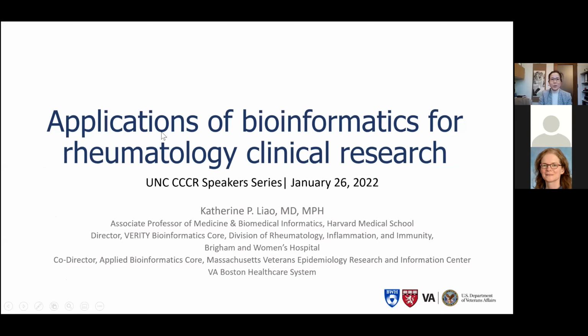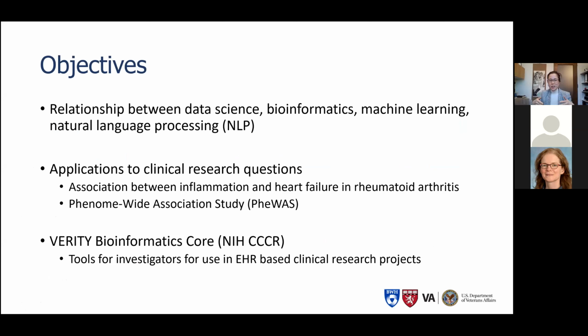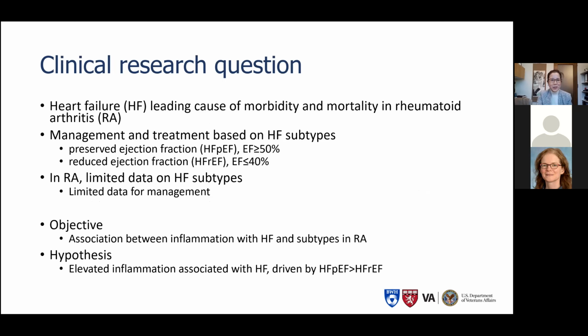Great. So today I thought I'd talk about applications of bioinformatics in rheumatology clinical research. I'd like to start big, but then really dive down into some of the details of how the rubber hits the road. So I'll start with talking about all the buzzwords out there: data science, bioinformatics, machine learning, natural language processing, and then dive into two studies that I've done with collaborators on how we might actually apply these to clinical research, and end with a slide or two about our CCCR and maybe talk a little bit about how we might link up some more.